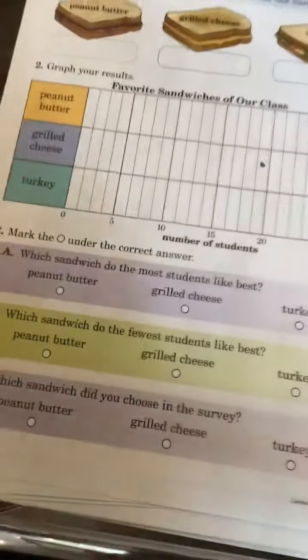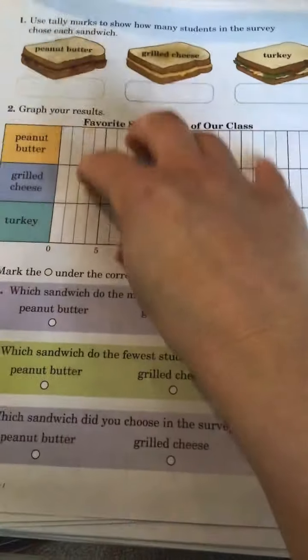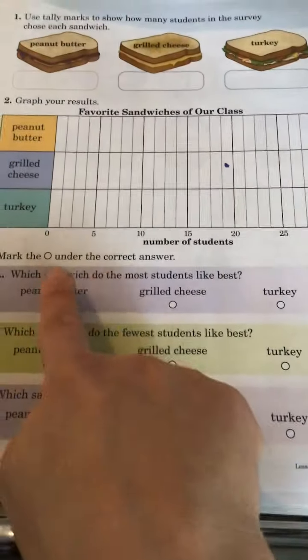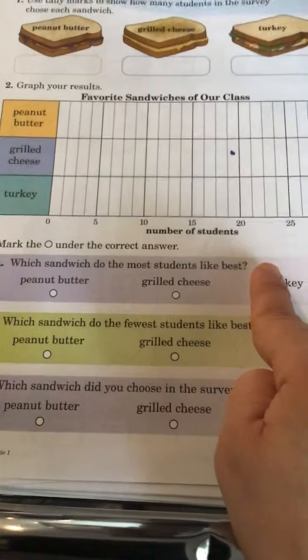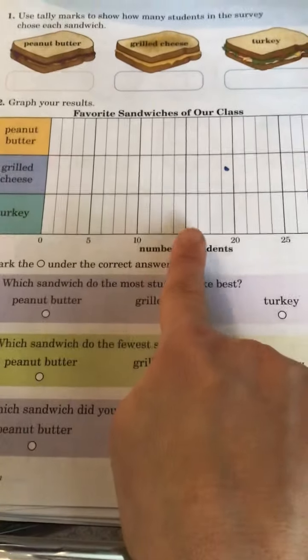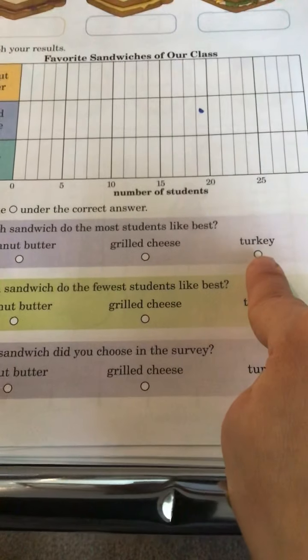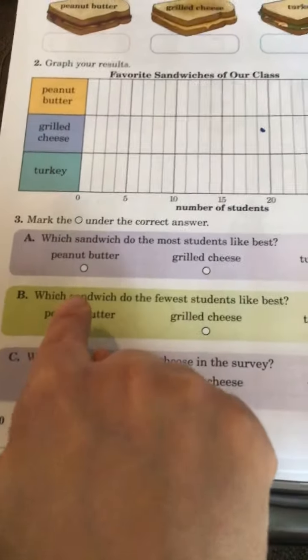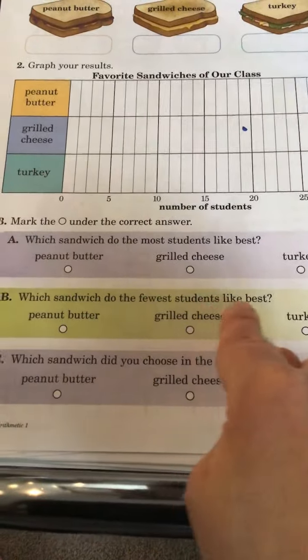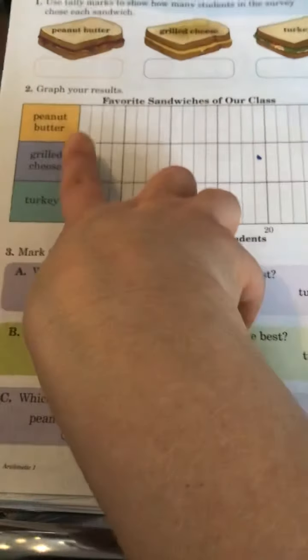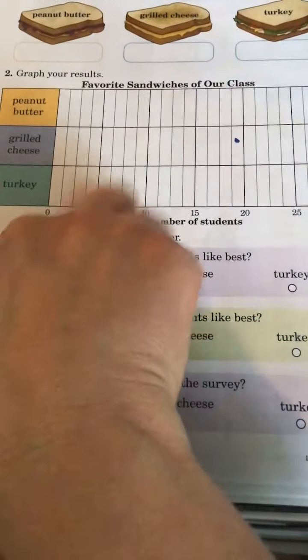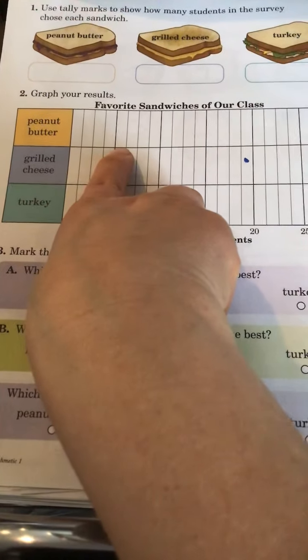Okay, now we need to answer the questions using this information. Which sandwich do most students like best? Well, it's the turkey because we filled into the 15, so mark turkey. Which sandwich do fewest students like best? So which one has the fewest colored in? It's the peanut butter. It was only 6.